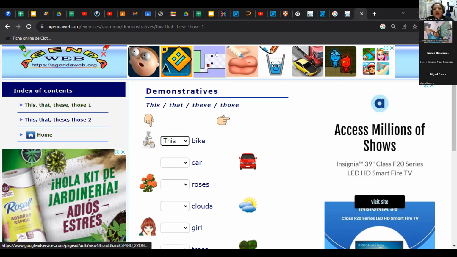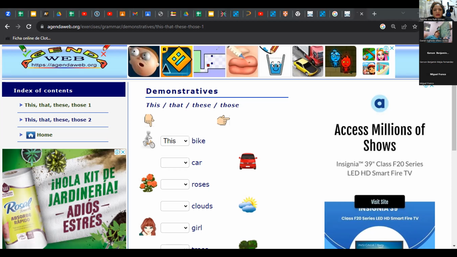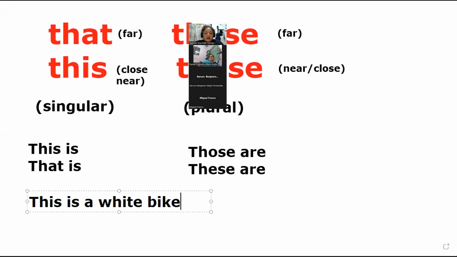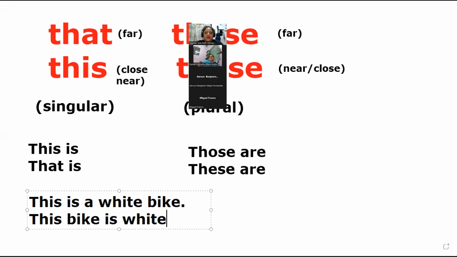This is a white bike. Okay, that is one way to say it, all right? I'm going to write it. You can say, ajá, this is a white bike. Pero como se fijan en el ejemplo, dice this bike. Yes? So you can say this bike is white. Okay? Podemos decirlo de las dos maneras. This is a white bike or this bike is white. Okay? And you are saying the same thing.